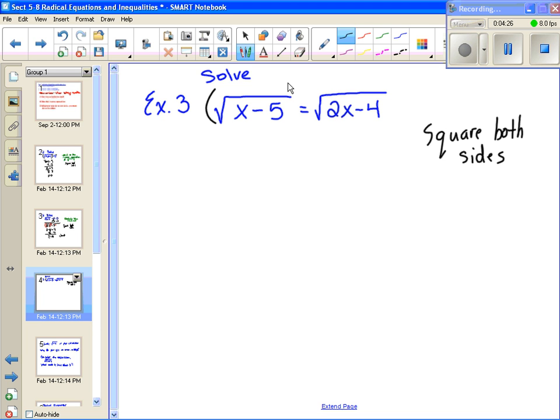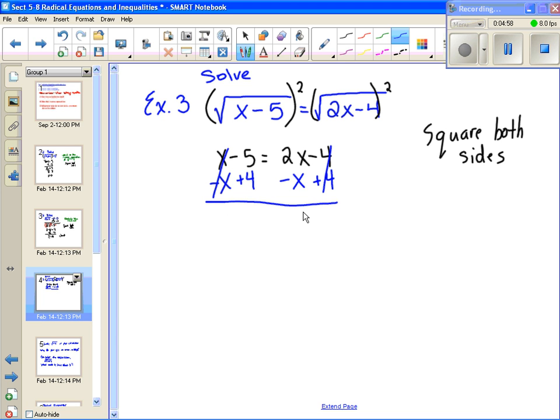So when I square both sides, I end up with x minus 5 equals 2x minus 4, because it's going to cancel out the square root on both sides. Now I have to solve this, so I need to get the x's on the same side. I'll subtract x from both sides, so that's going to cancel that off of here, and then I'm going to add 4 to both sides. That will cancel that off of that side, and I'm going to be left with x equals -1. And I'm going to check my answer.